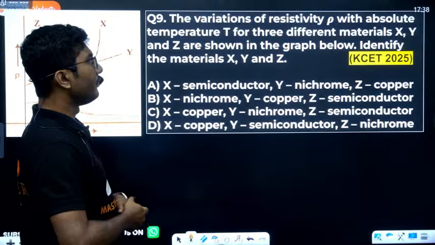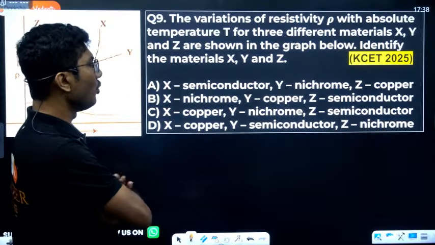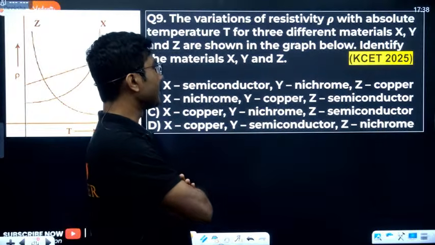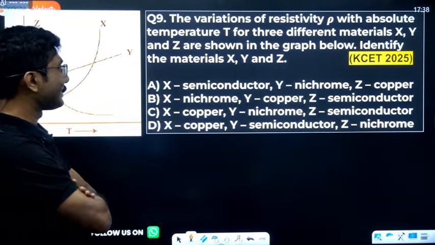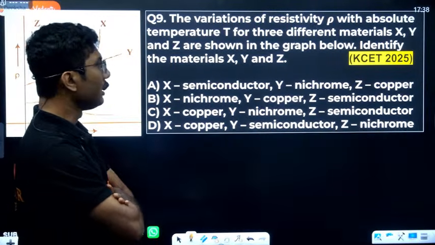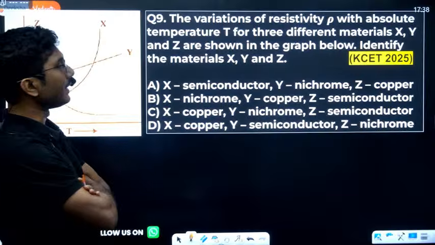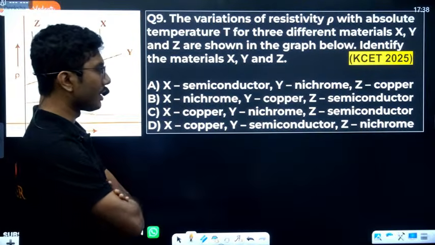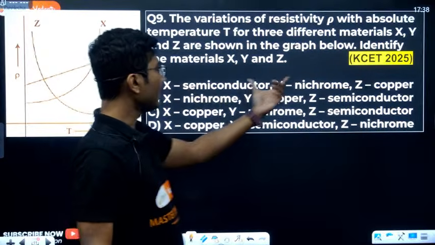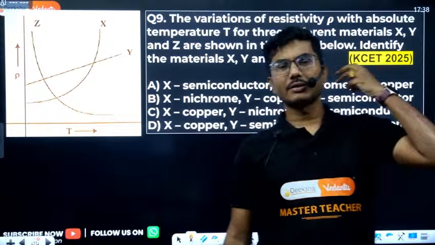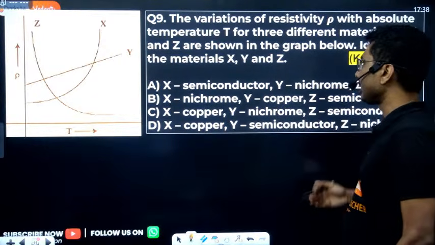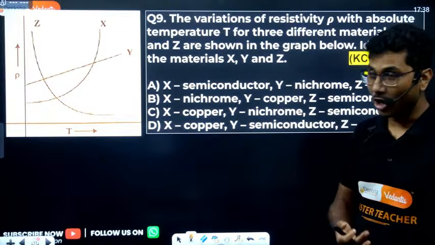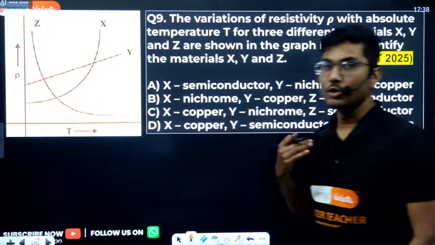Now, the variation of resistivity rho with absolute temperature T for three different materials X, Y and Z is shown in the graph below. Identify the materials X, Y, Z. So let's see what the materials are: semiconductor, nichrome, copper. So three different kinds of material are mentioned. Obviously nichrome is an alloy, and copper is a good conductor.